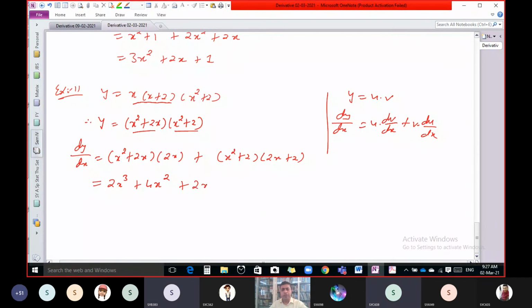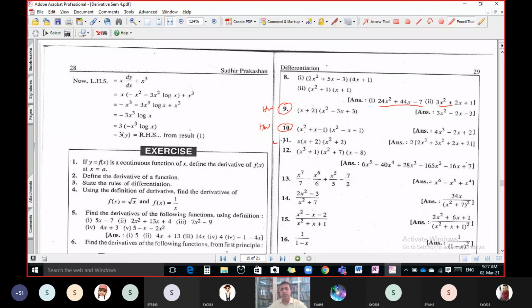2x cube plus 2x square, plus 2x square plus 4x plus 4. Okay, so my final answer is 2x cube plus 2x cube means 4x cube, plus 2x square plus 2x square, that means 6x square, plus 4x plus 4. This is our final answer for question number 11.